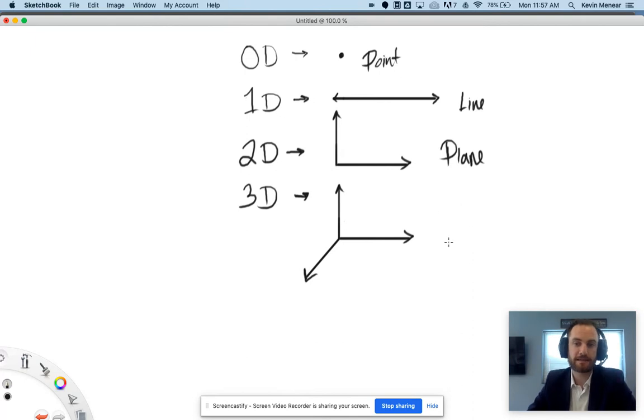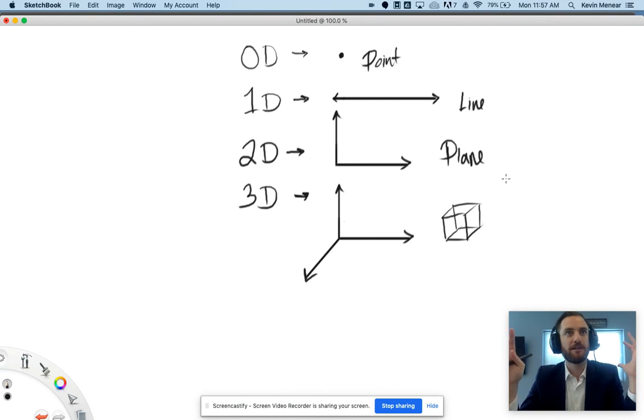Now, what's a simple object that I could draw in 3 dimensions? That would be a cube. And I'll do my best to draw a cube here, freehand. Let's see how I do. Not too bad. Let's get rid of that one. Okay, so 3D, cube. Now, a three-dimensional object can be anything.